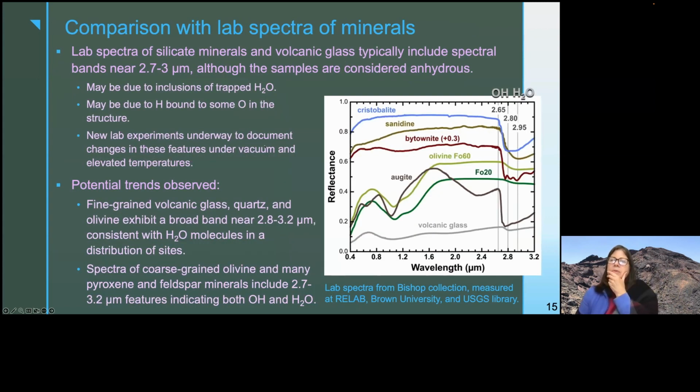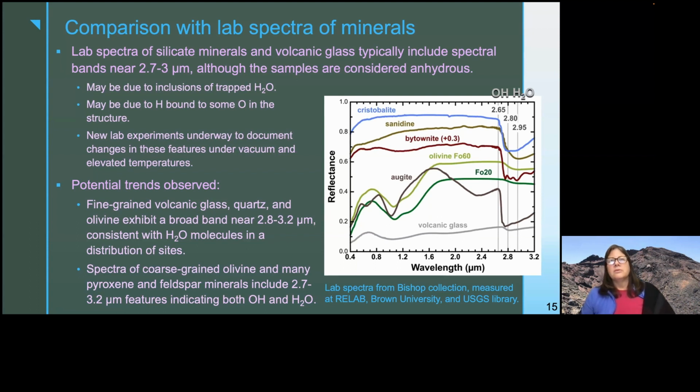So wrapping this up, the last tack is comparing this to lab spectra. And I looked through a lot of my spectra from anhydrous minerals and volcanic glass, and also some from the USGS library. And many of these do have bands at longer wavelengths, from 2.65 out to 3.2 microns. In these nominally anhydrous minerals, we do see bands due to OH and water. And these could be due to inclusions with trapped water or due to some abnormalities in the mineral structure.